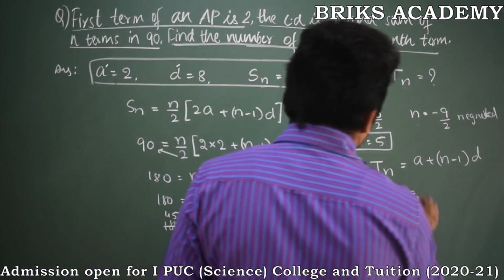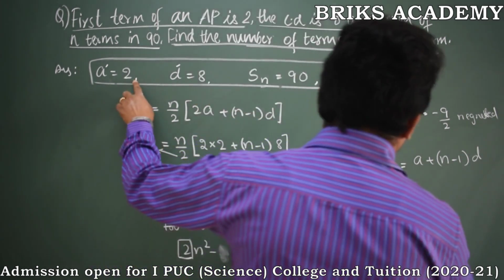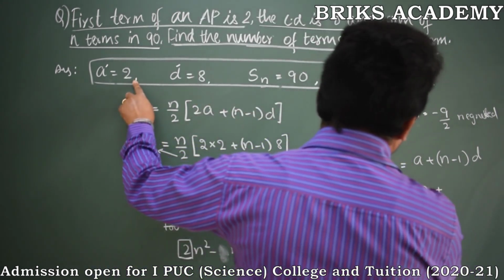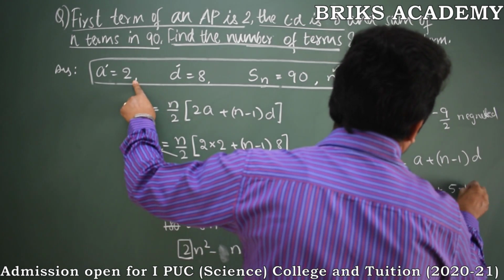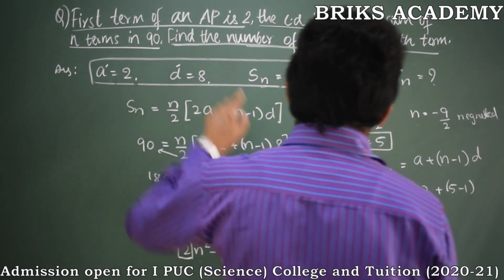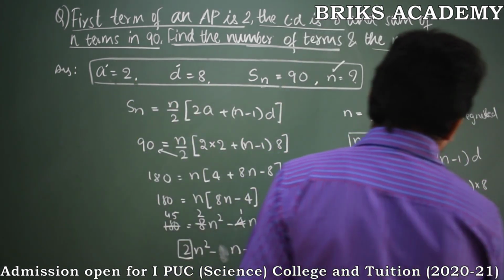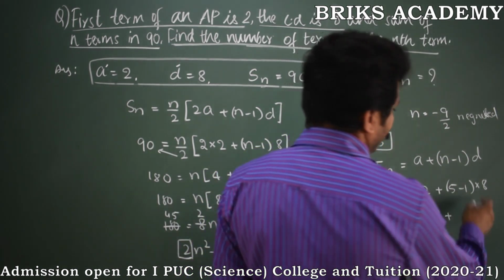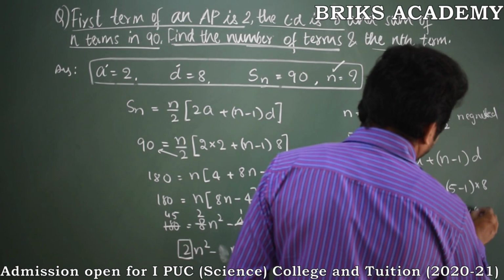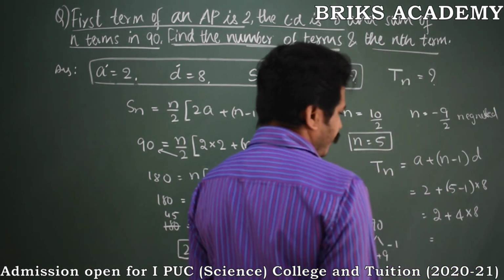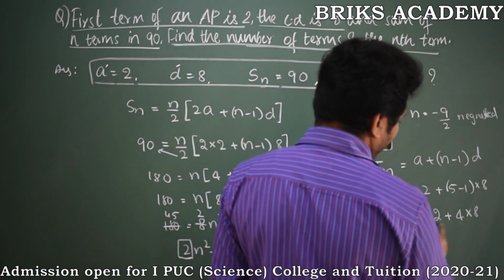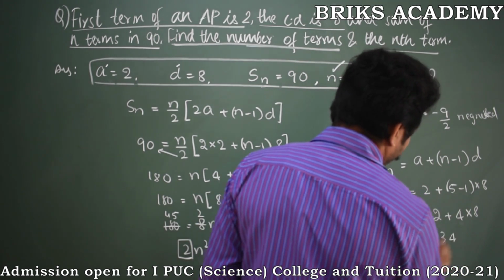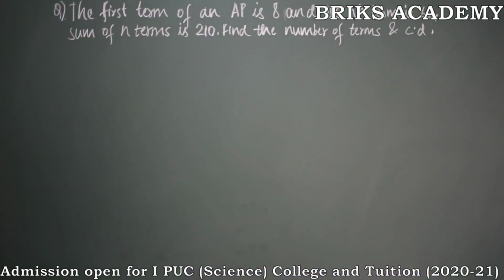That's equal to, what is a? a is given, that is 2. What is n? Just now you found n is 5, minus 1 into d. d is 8. That's equal to 2 plus 5 minus 1, 4, 4 into 8. How much is 4 into 8? 32. 32 plus 2, 34. This is your nth term.